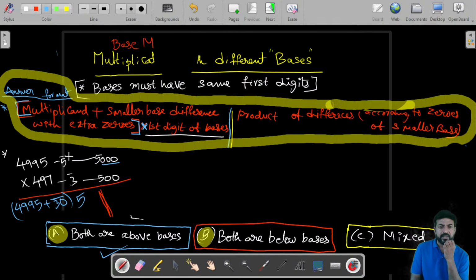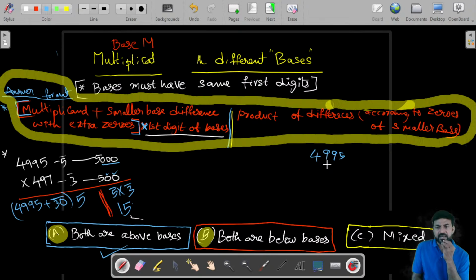The second part is multiplication of differences: minus 5 into minus 3, and the answer has to be according to the smaller base zeros. It has 2 zeros. 5 threes are 15. Negative number into negative number gives you a positive number. So 15 is the answer, in 2-digit format. It has 2 zeros, we wrote it here as 2 digits. We got a 2-digit answer. That is clear. Fine. Now complete this.